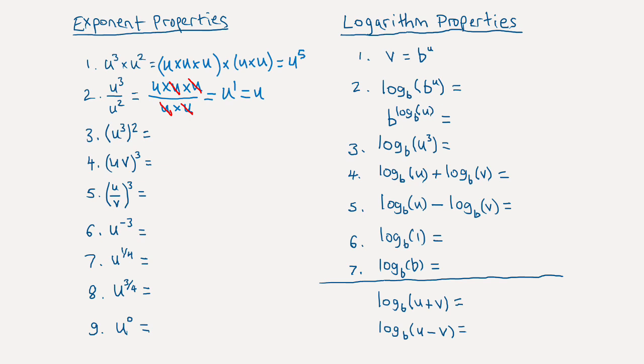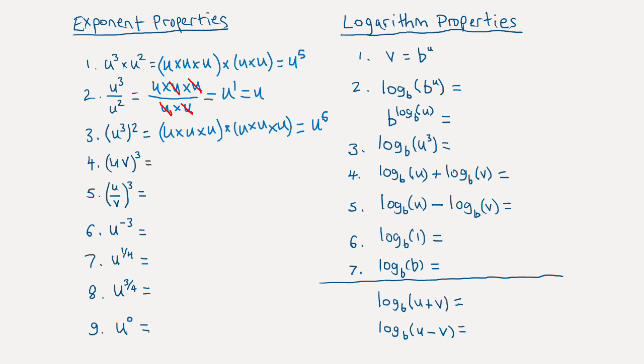Number 3, again, let's write out what this is. So it's going to be u times u times u times another u times u times u, because we're squaring u cubed. So if we count up how many u's we have this time, we've got 6. Again, we don't need to write this out in this way. We can just use the property that if we're taking a power and then another power, we just multiply those two exponents together. So 3 times 2 in this case is 6.